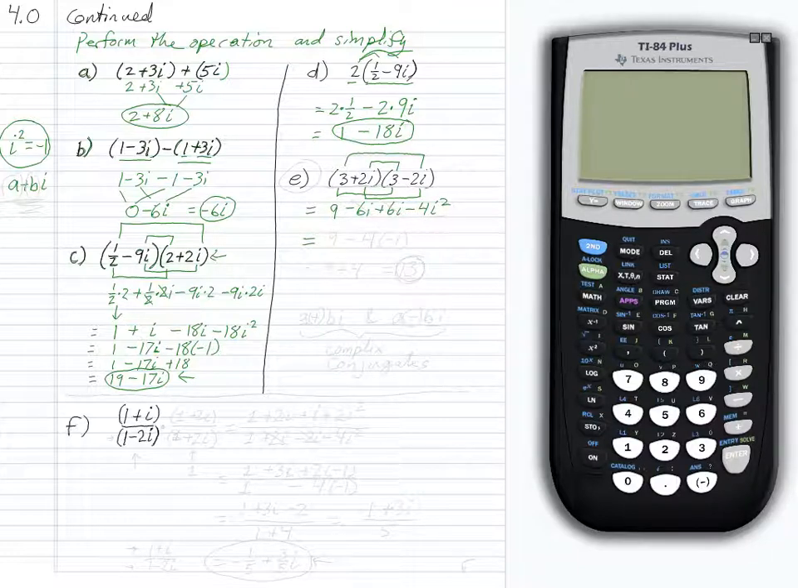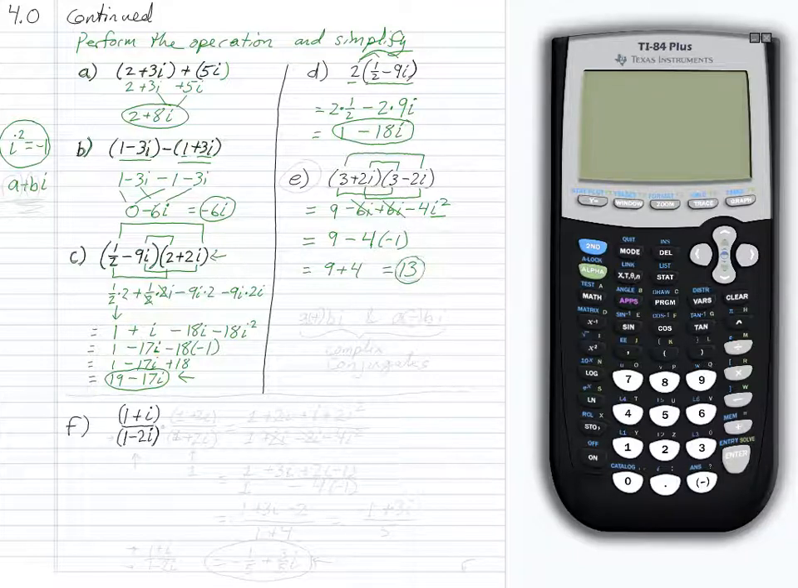Now the interesting thing about this particular problem is that the negative 6i and the positive 6i cancel, and I'm left with 9 minus 4i squared. And remember, i squared is special. We can replace that with negative 1. So we're really just talking about 9 plus 4, or 13.